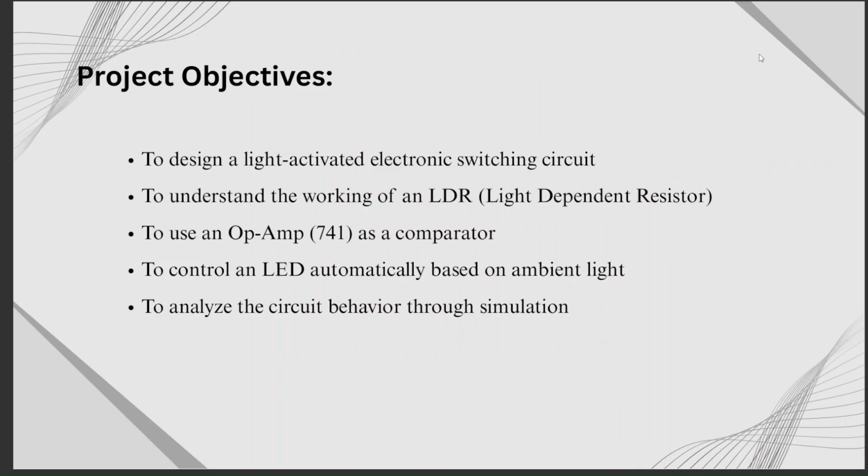The main objectives of our project are to design a light activated switching circuit, to understand how an LDR responds to light, to use an OPAMP 741 as comparator, and finally to control an LED automatically based on light levels. We have also analyzed the entire behavior of the circuit through simulations so we can clearly see how the switching works.